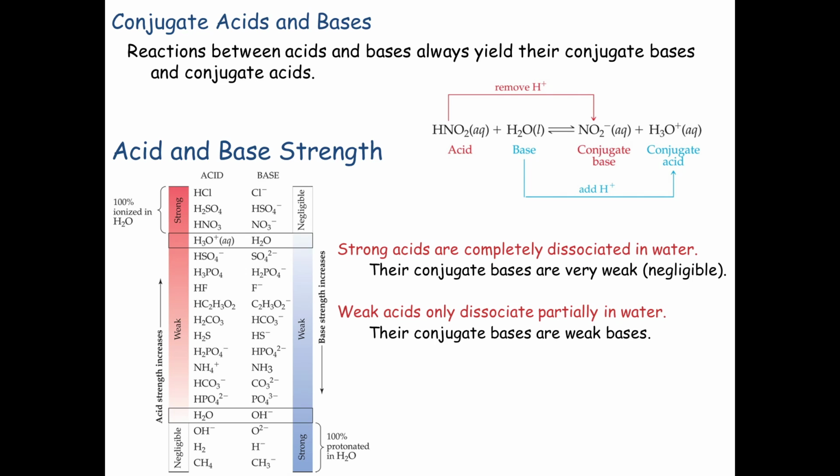It's unlikely to grab a proton from someone. However, if I take a very negligible acid like methane, methane is a terrible acid, right? It doesn't want to lose its proton at all. But if I rip a proton off of it and make it CH3 minus, that is an incredibly strong base. So they're equivalently weak and strong on the opposite sides.